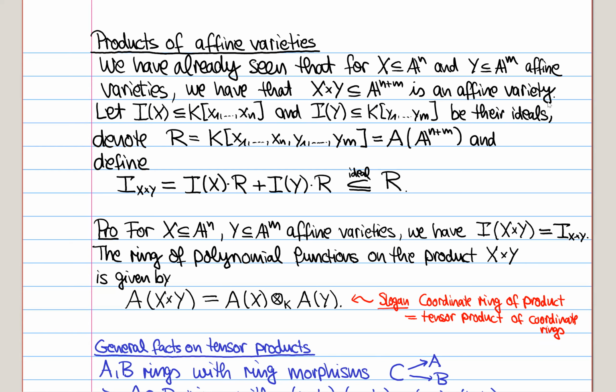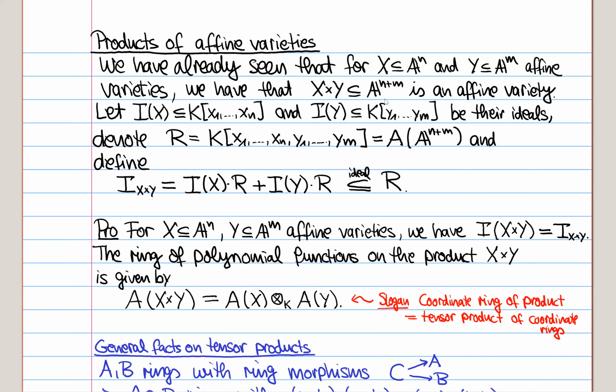with the idea of the exercise that we're also going to see later being that if you have a set of equations cutting out X and a set of equations cutting out Y, and if you just write down the union of these two sets of equations, taking the first n coordinates for the equations in X and the last m coordinates for the equations in Y, then this new system of equations cuts out exactly this product.